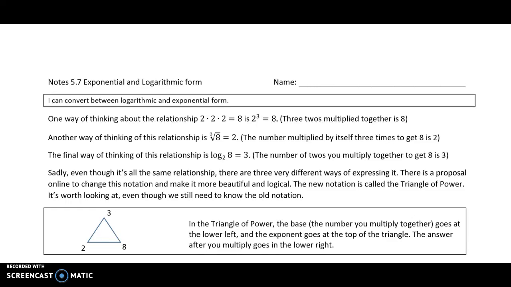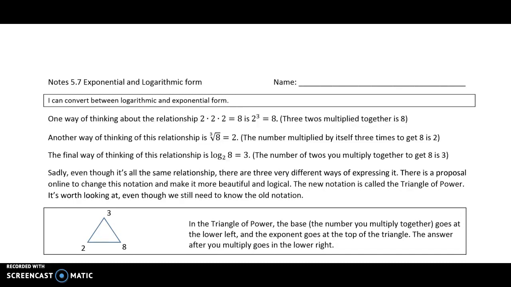All right, here we go again, one more time, Hornets. We're going to look at Unit 5 here, Section 5.7, Exponential and Logarithmic form. And the goal for today is to be able to convert between the logarithmic form and the exponential form, to go back and forth.